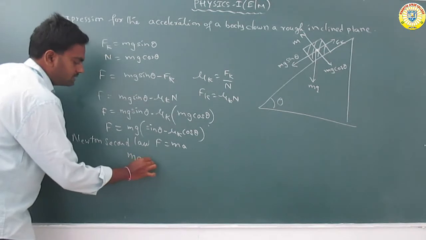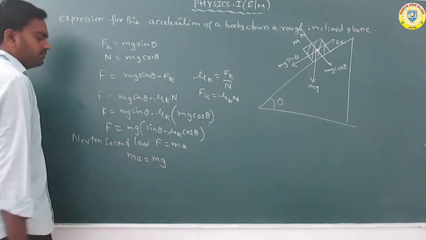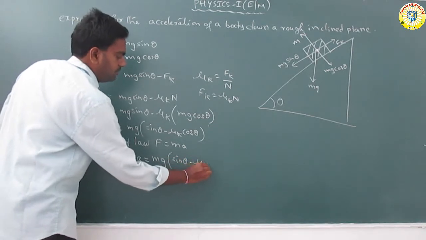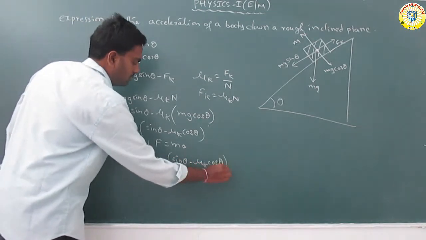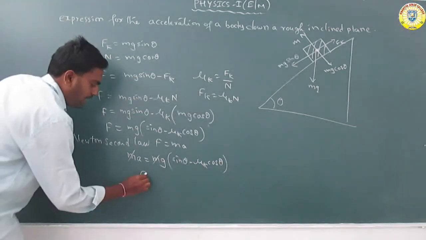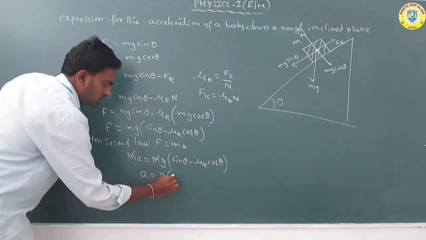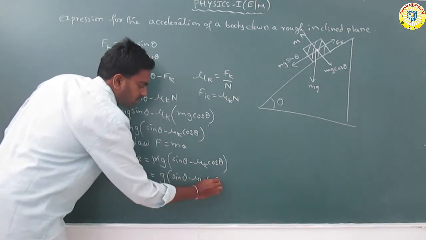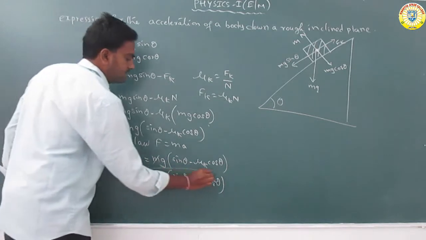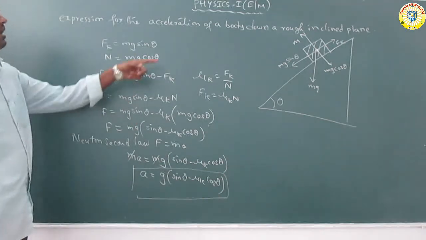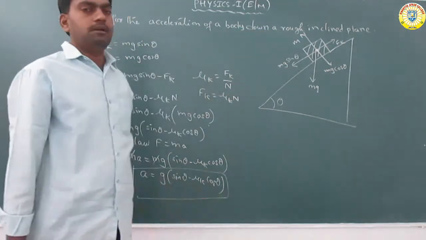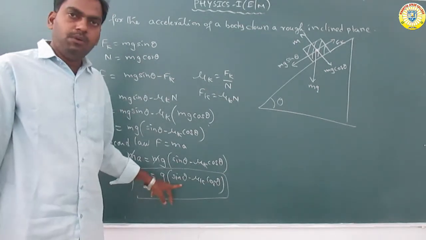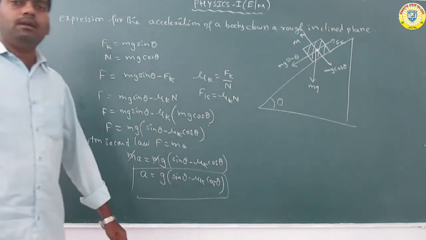So ma is equal to mg (sin theta minus mu k cos theta). The m's cancel, so acceleration a is equal to g (sin theta minus mu k cos theta). This is called the acceleration of a body moving down a rough inclined plane. So a is equal to g into (sin theta minus mu k cos theta).